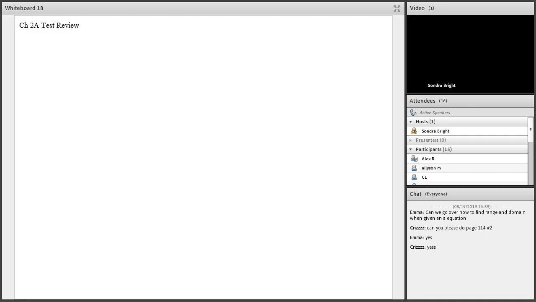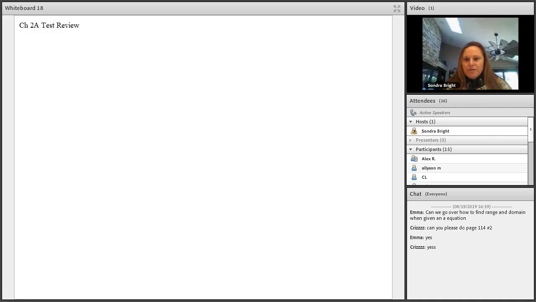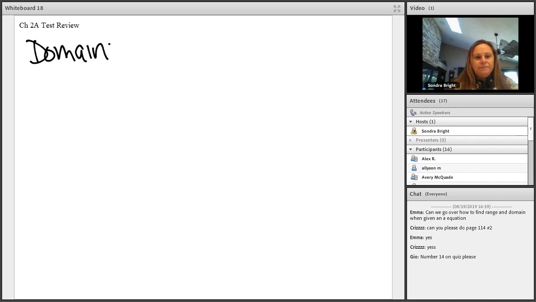We are recording. Can we go over how to find range and domain when given an equation? Yes. So if you're given an equation, you're going to look for a few things. For domain, you're going to look for two things. You're going to look for, is there a variable in the denominator?